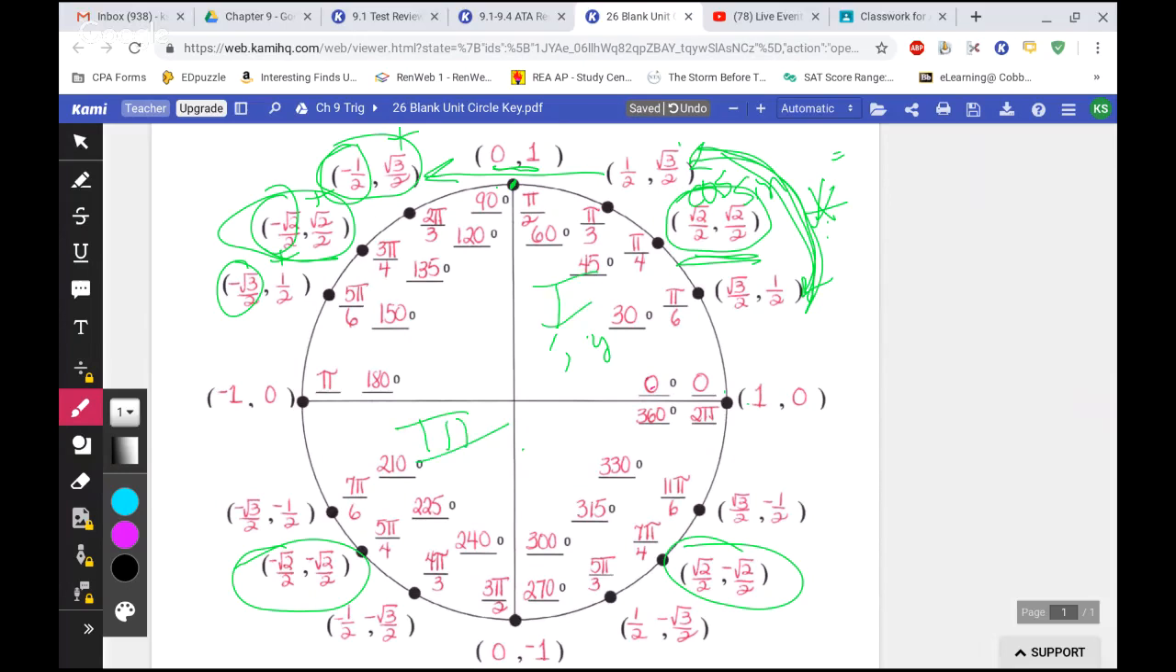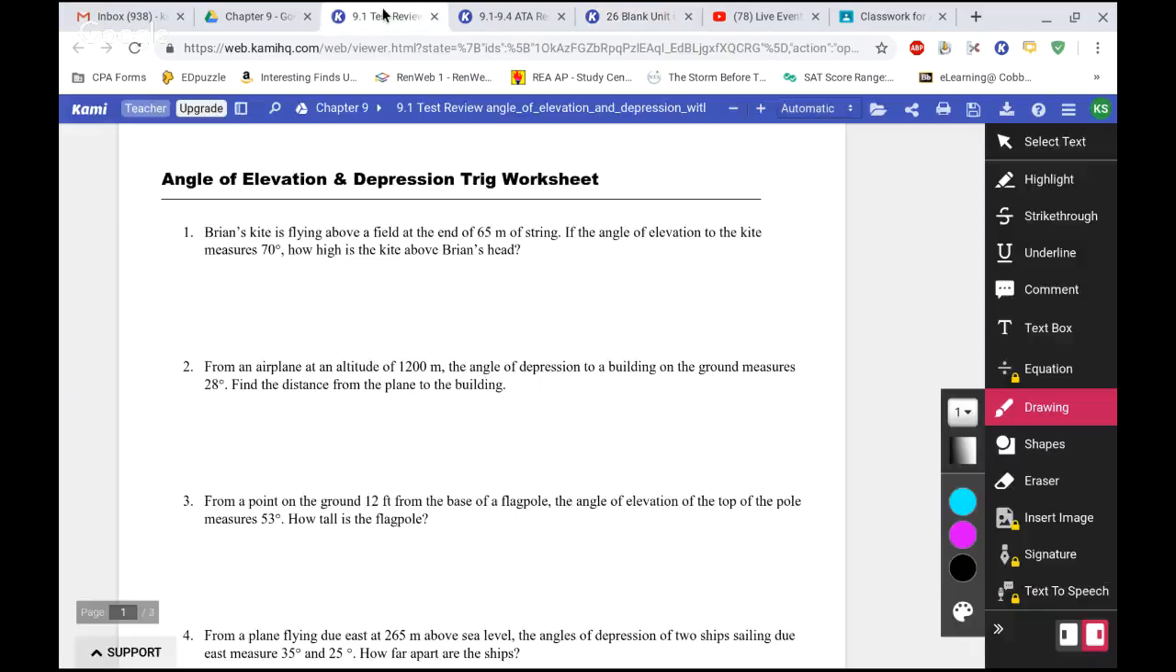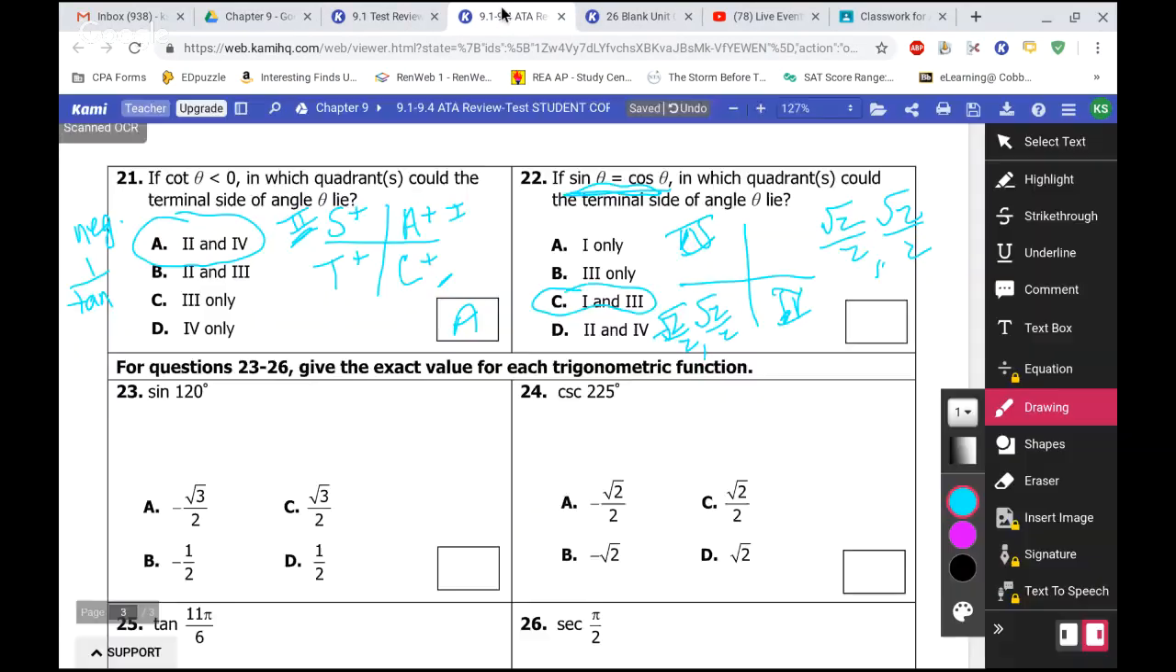So it's where they're equal to one another? Yes, that's what the question was referring to. If sine theta is equal to cosine theta. Okay, I understand.